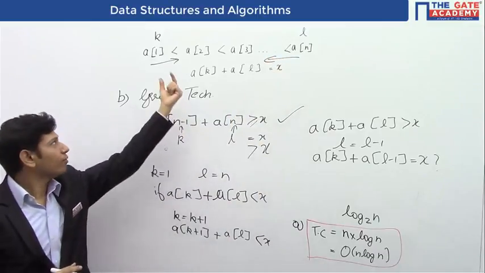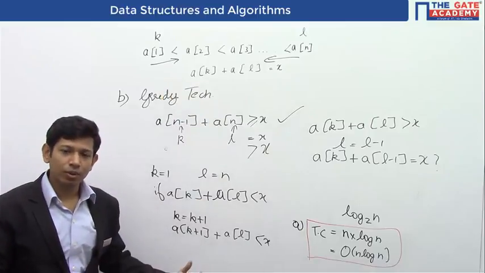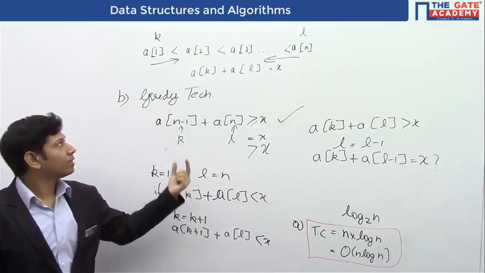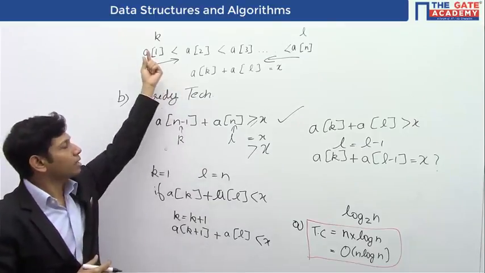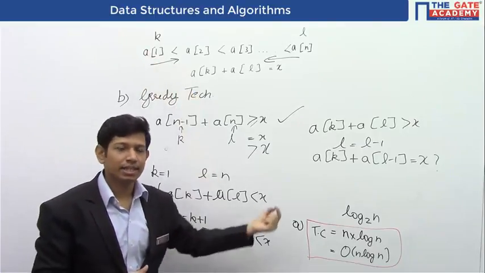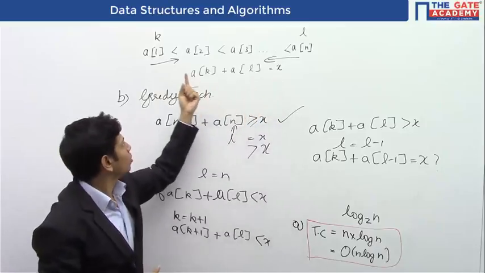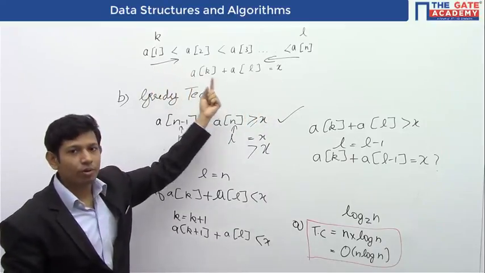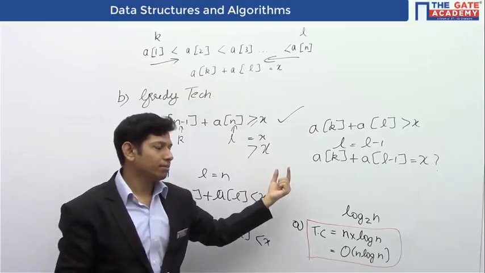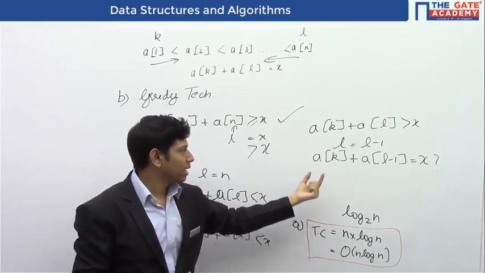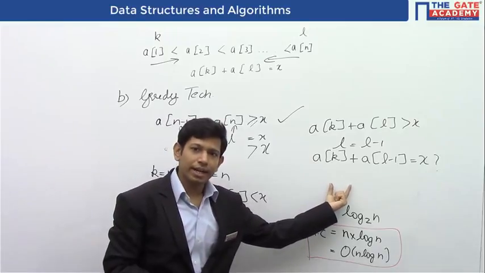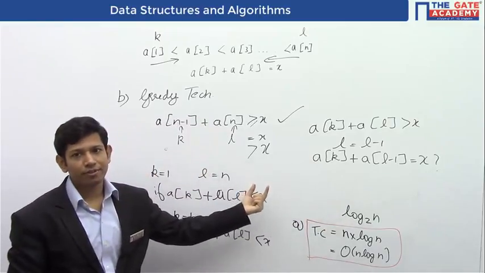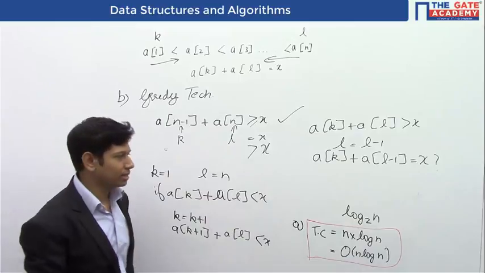If the sum of first and last element is equal to x, we return as it is. If the sum is less than x, then we increment k. If it is greater than x, then we decrement l. So either we increment k or we decrement l depending on whether the sum is greater than or less than x. Like this, we will obtain final values of k and l such that a of k plus a of l is equal to x.